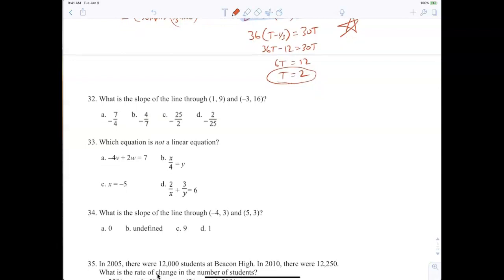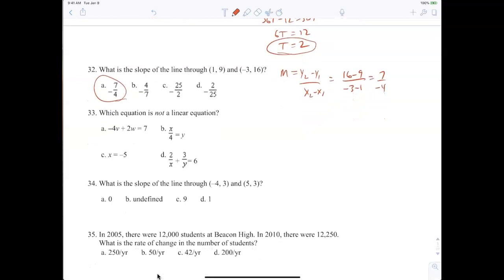Now we're into the next chapter. M equals y2 minus y1 over x2 minus x1. So 16 minus 9 over negative 3 minus 1, 7 over negative 4.